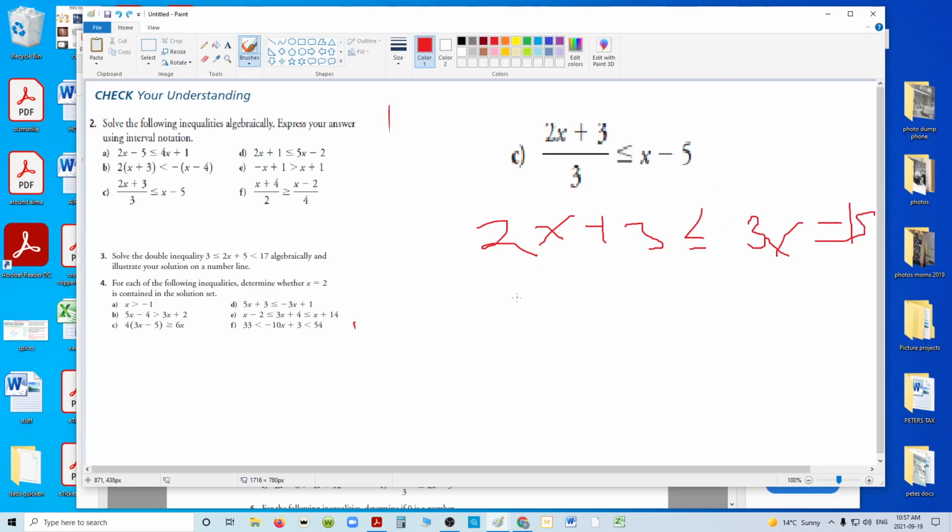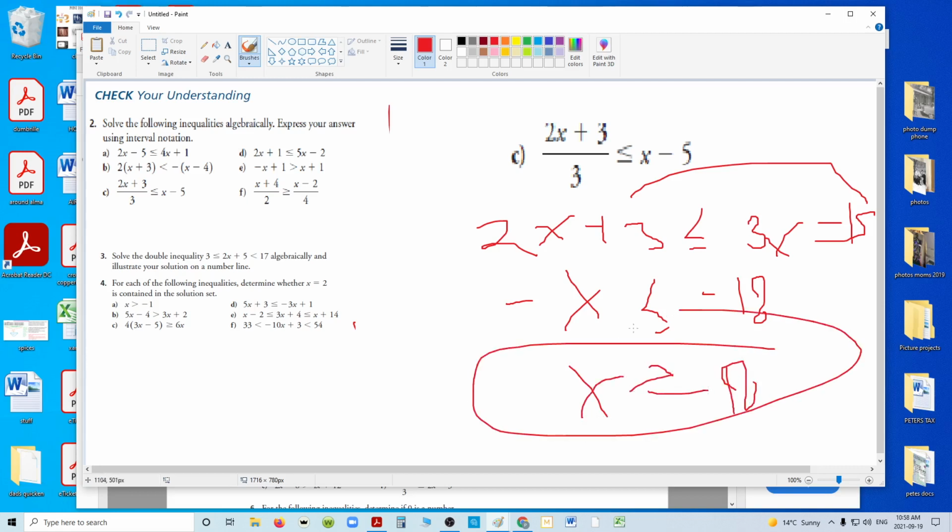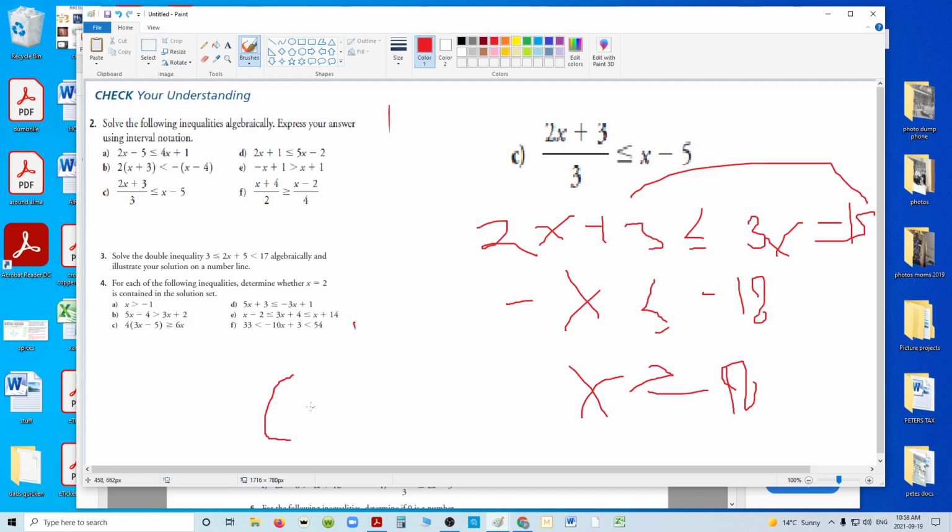When I bring the 3x to this side, I get -x, smaller or equal. When I bring the plus 3 over to this side, I get -18. And then when I divide by -1, the sign switches, and I discover that x must be bigger or equal to 18. In notation, that would be a square bracket because of the equal, 18, comma, positive infinity, rounded bracket.